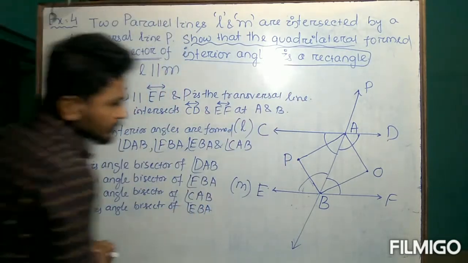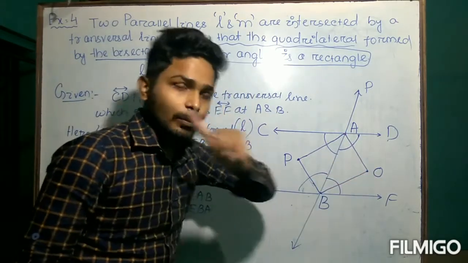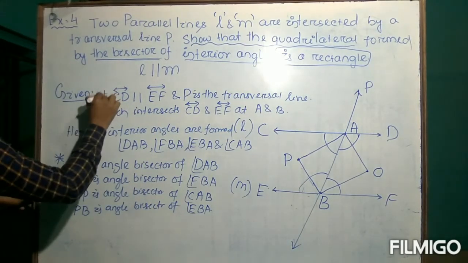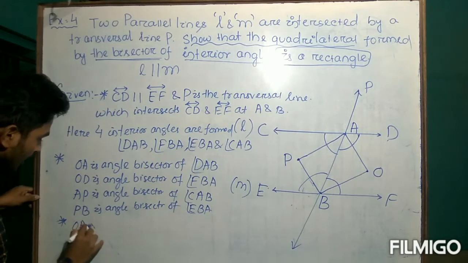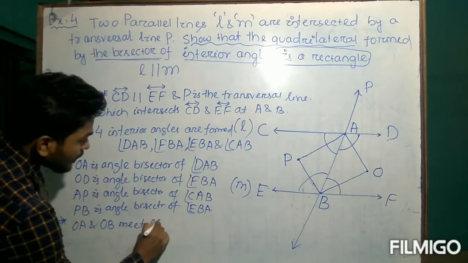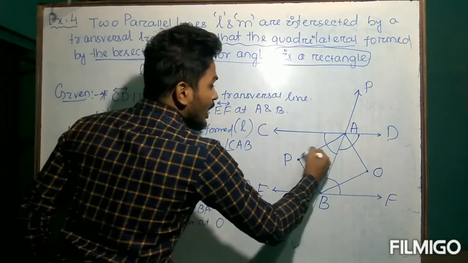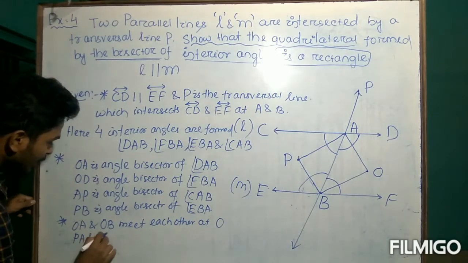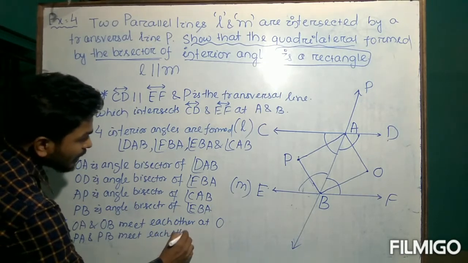Now again, as you can see, the OA angle bisector and the OB angle bisector meet each other at O. So you have to also write it: OA and OB meet each other at O. Similarly, PA and PB meet each other at P.